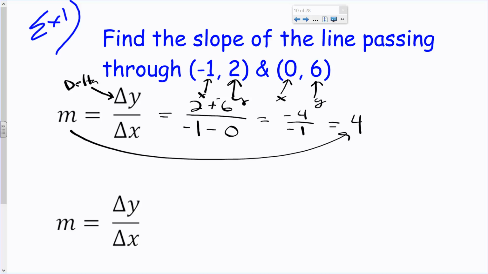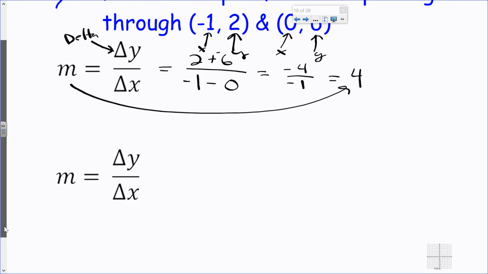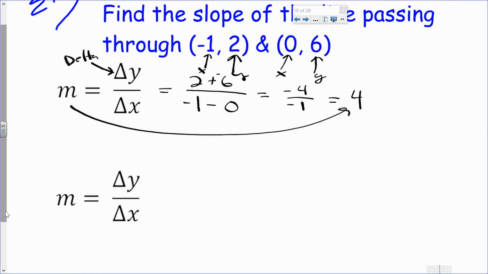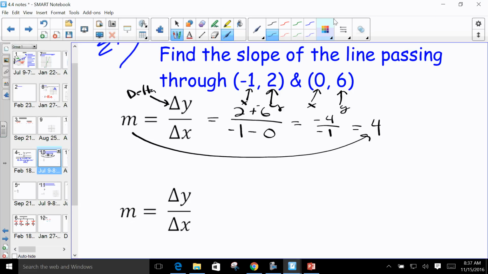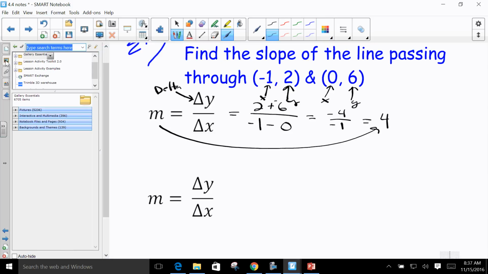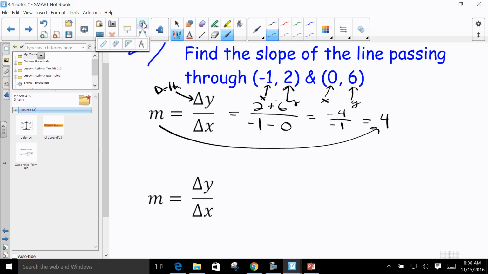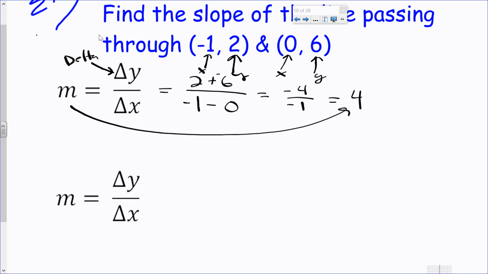Can you do it on the graph? Sure. Let's do it. Let me get some graph paper out here. I have my graph paper. You know, with this new smartboard, I have to find out where my graph item is. So we'll put that on hold. Actually, let me just go ahead and draw it. There we go.